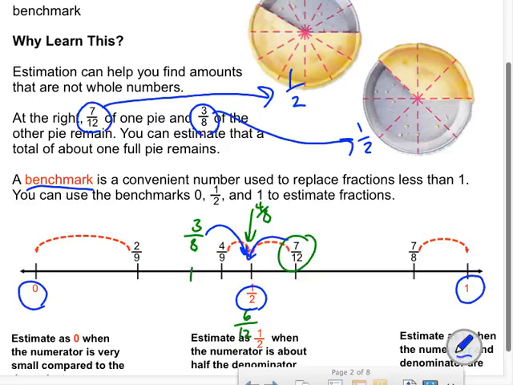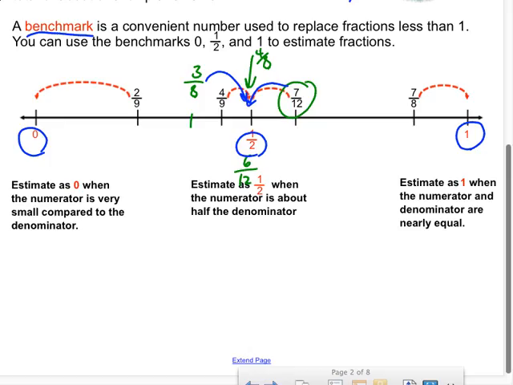Okay, so that's what we're doing. We're estimating using these benchmarks. If we look down here, the book explains it a little bit further. It says, hey, estimate as 0 when the numerator is small compared to the denominator. So if it's a really small number in the numerator compared to the denominator, say that that fraction is equal to a 0. Got it? Now, estimate as a half when the numerator is about half the denominator. So if it's close to half, like 7 is almost half of 12, right? So 6 would be half of 12, but 7's a little bit more than half of 12, right? So we could say that's half.